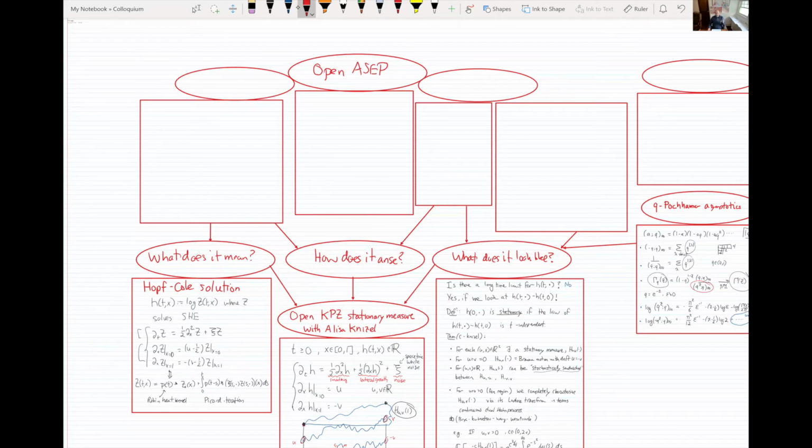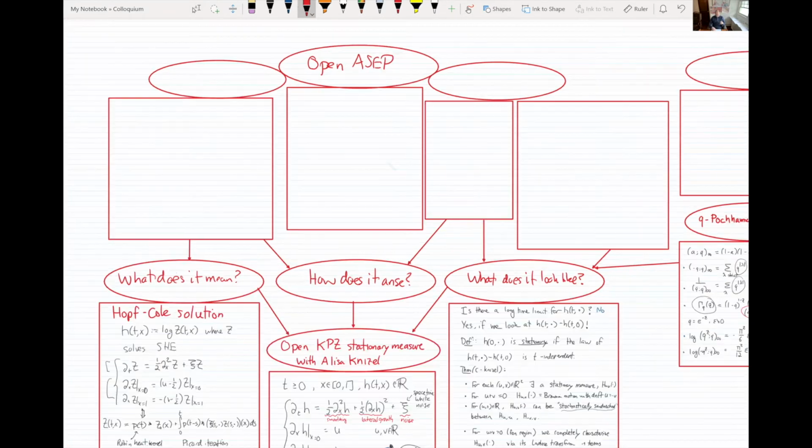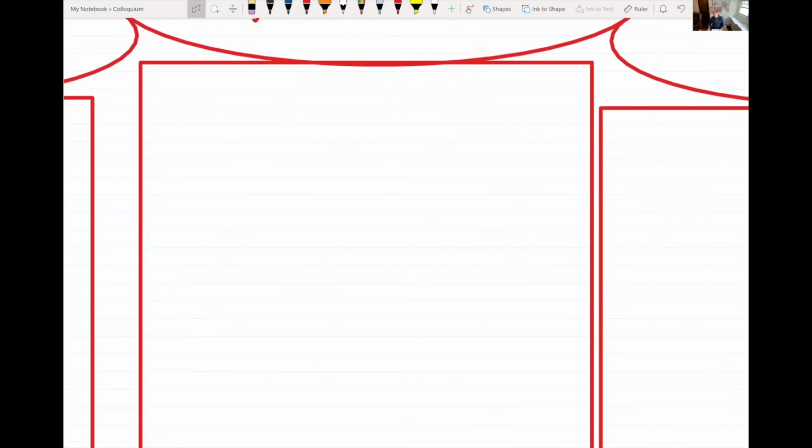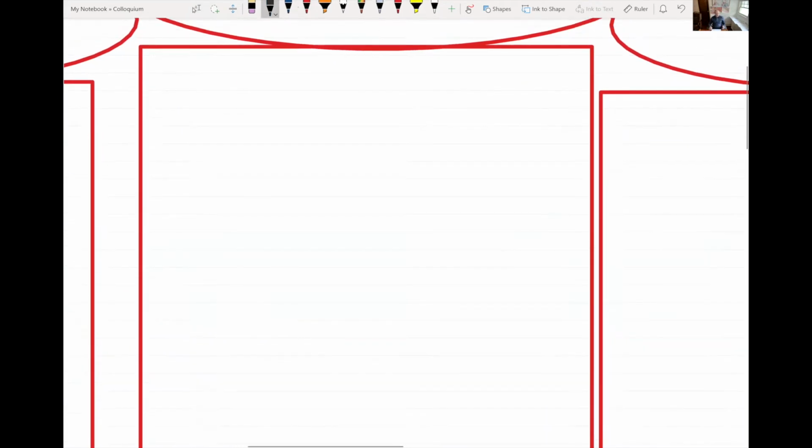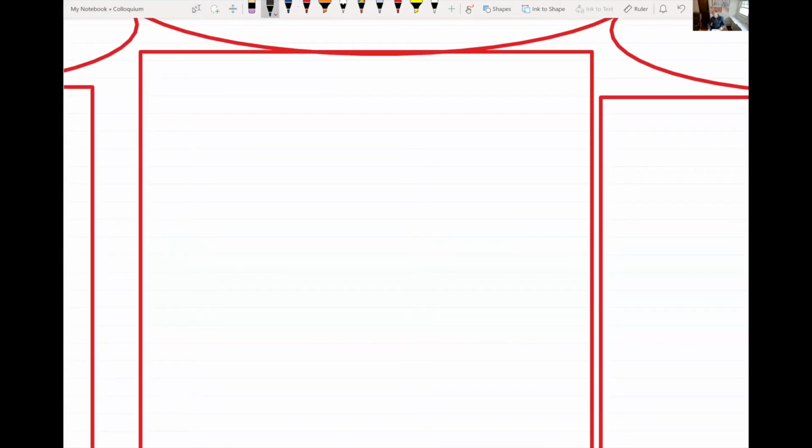ASEP stands for asymmetric simple exclusion process. It's a very simple object that's been studied since the late 60s, but it has a very rich structure. In fact, we'll be dealing with the richest version of it, which is a 6-parameter object. So I'm going to fix a natural number n, and then I'm going to fix 5 other parameters, alpha, beta, gamma, delta, and q, which are non-negative reals, let's say.